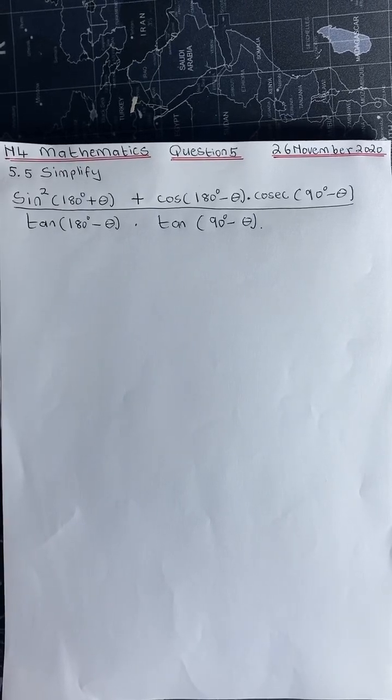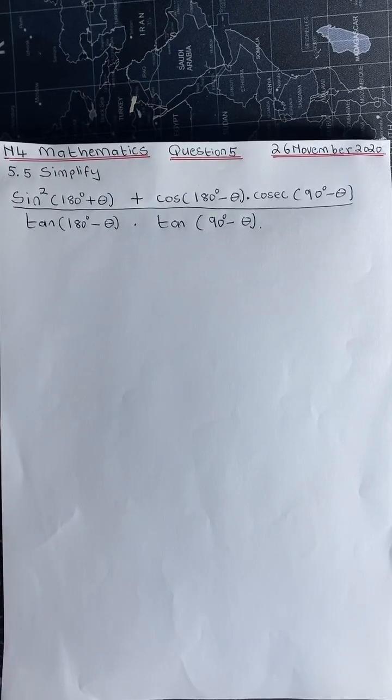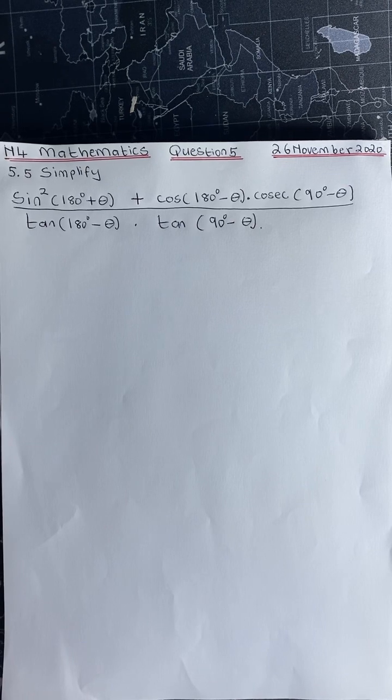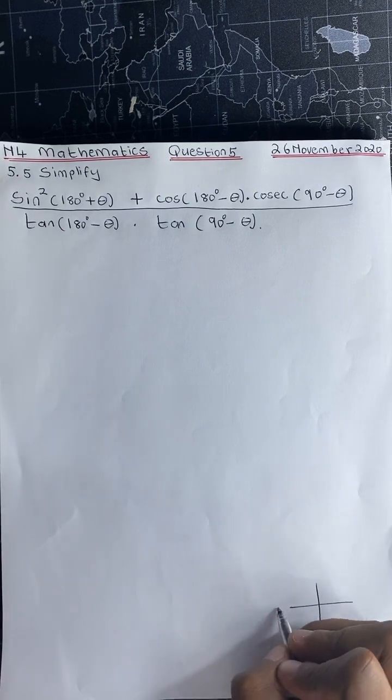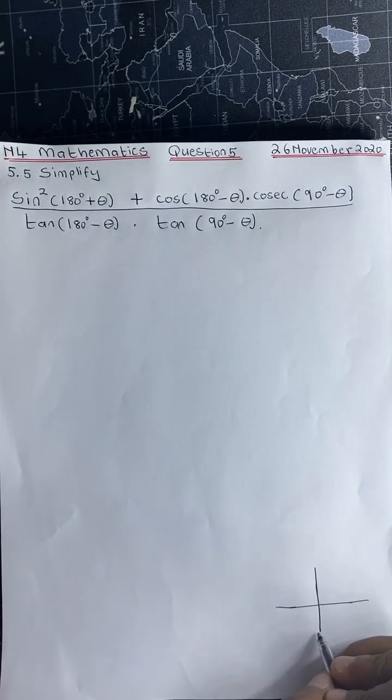Question 5.5, we have to simplify [sin²(180° + θ) + cos(180° − θ) · cosec(90° − θ)] all divided by [tan(180° − θ) · tan(90° − θ)]. So we have to draw our Cartesian plane.